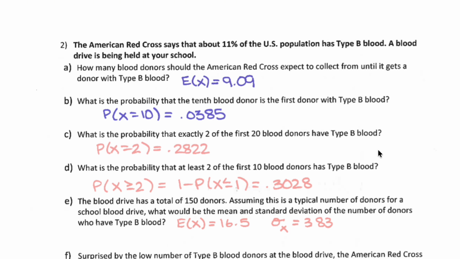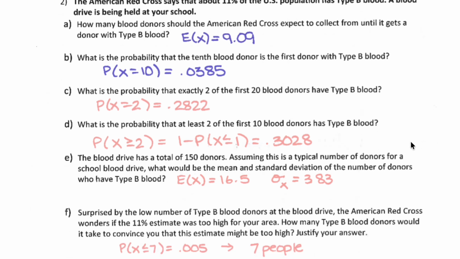Part C, exactly 2 out of 20. So we're going to use binomial, using the calculator to get 0.2822. Part D, at least 2 out of 10. Use 1 minus probability of x less than or equal to 1. You're going to get 0.3028. Part E, the mean is 150 times 0.11 equal to 16.5. Since this is a binomial, the standard deviation is the square root of 150 times 0.11 times 0.89, equal to 3.83.